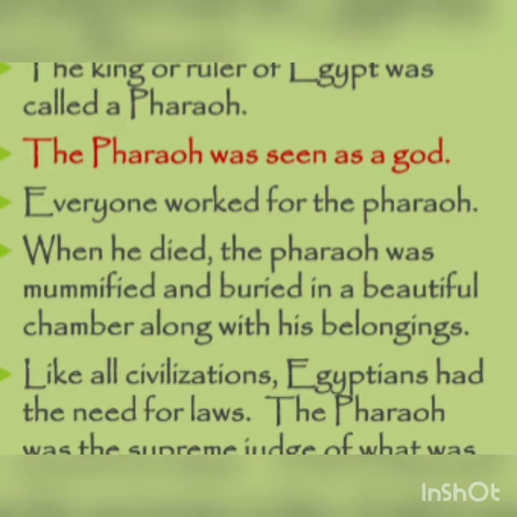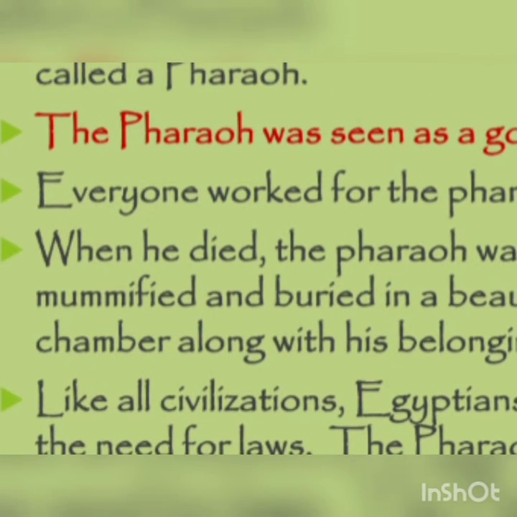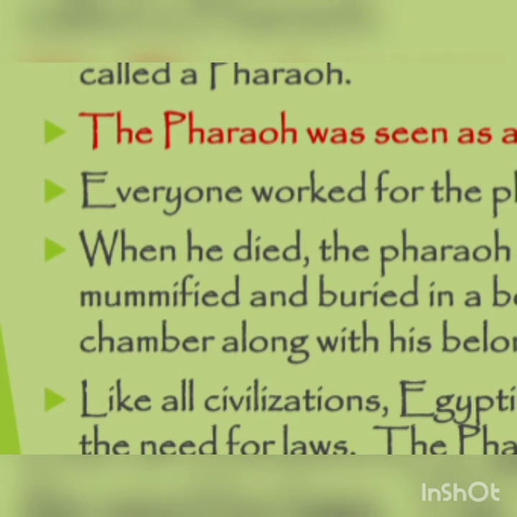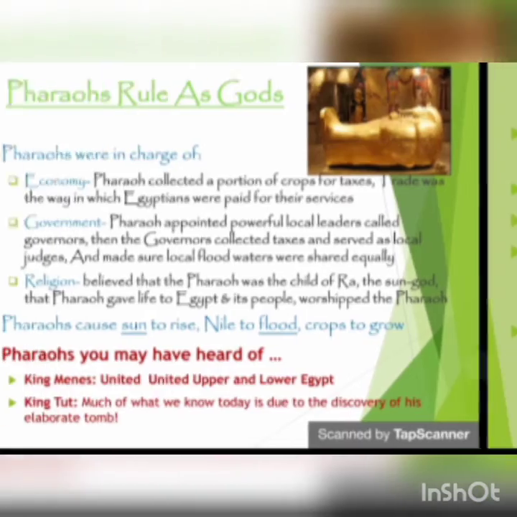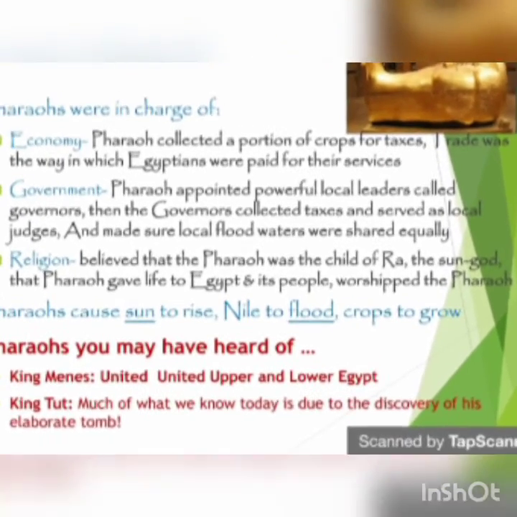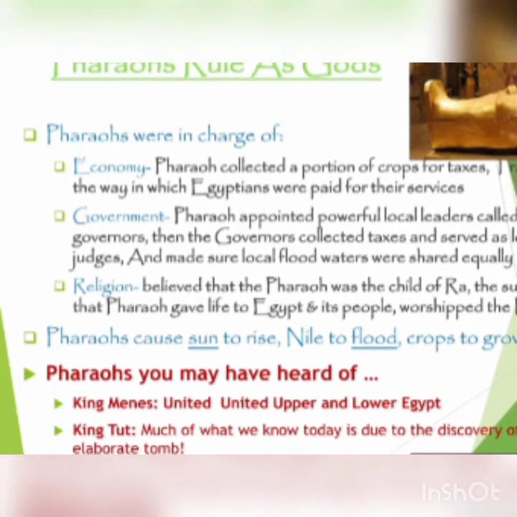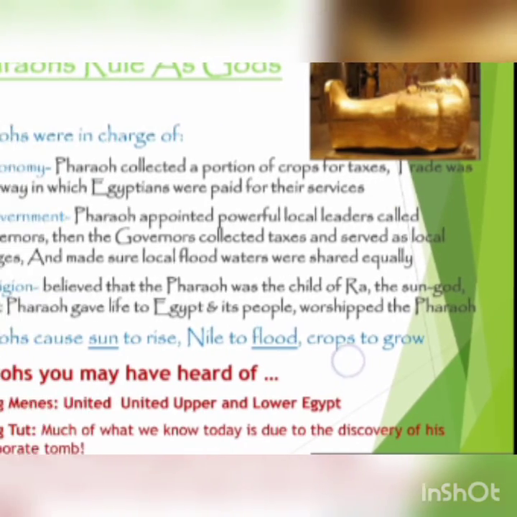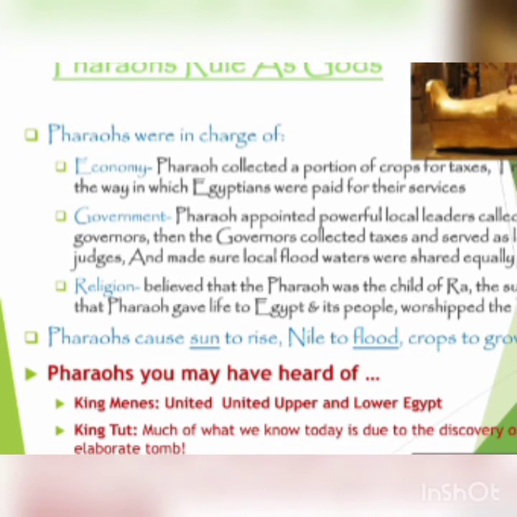The Pharaoh was the supreme judge of what was right and wrong under the law. Okay, so the Pharaoh was the supreme judge, and Pharaoh ruled as a god. So the pharaohs were in charge of what all? Economy, then government, then religion. So this Pharaoh collected a portion of crops for taxes. Okay, trade was the way in which Egyptians were paid for services.